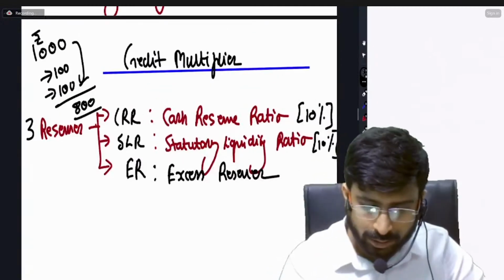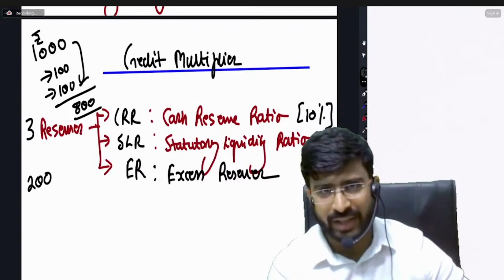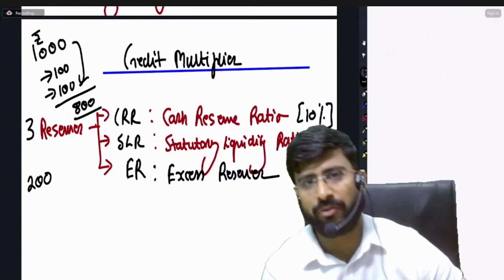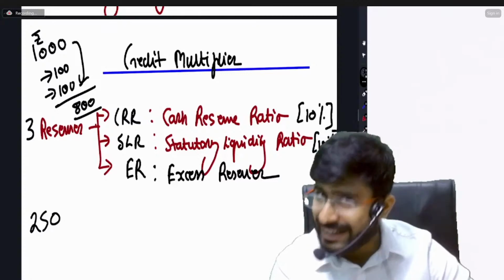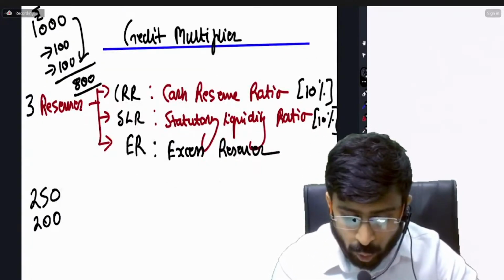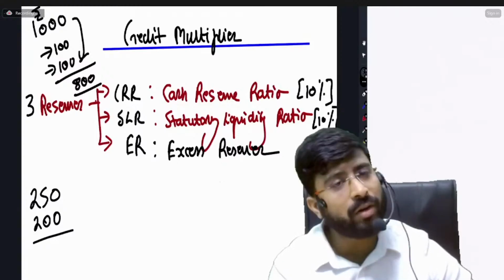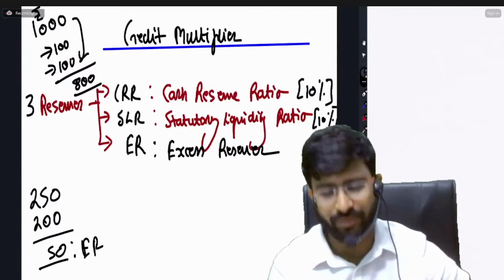So suppose the bank had to maintain 200. Agreed? Some bank decides, some bank is a very good bank, so what they do is they maintain 250. But the legal compulsion that they had to honor was only 200. So the extra 50 is called excess reserve.